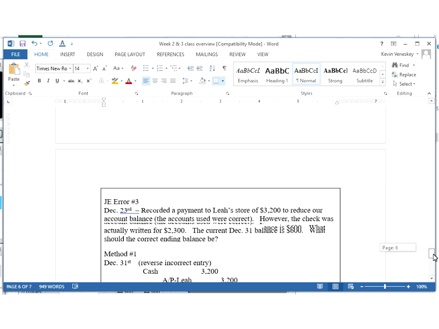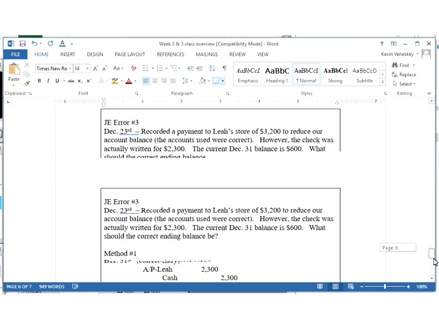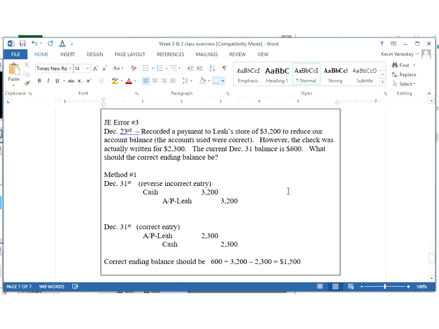The last item I have here is where the right accounts were used. However, the numbers were flipped. So here we recorded a payment to one of our vendors, Leah's Store, for $3,200 to reduce our account balance. Notice the accounts were correct. However, when we looked back at the check, it wasn't really for $3,200, it was really for $2,300.